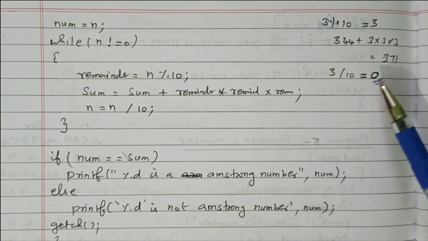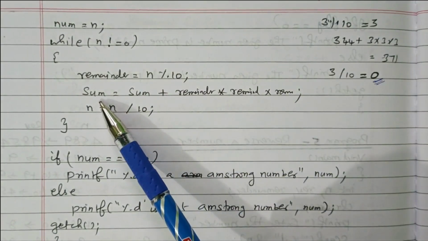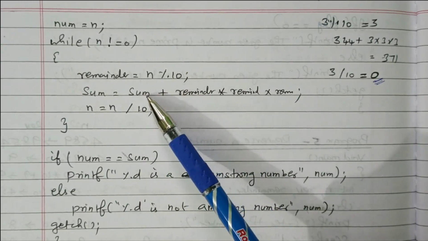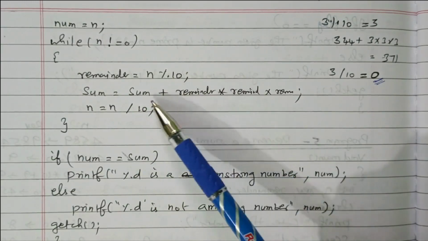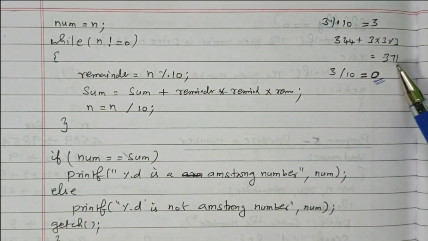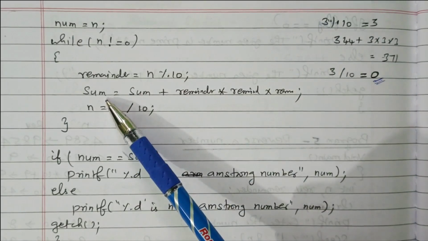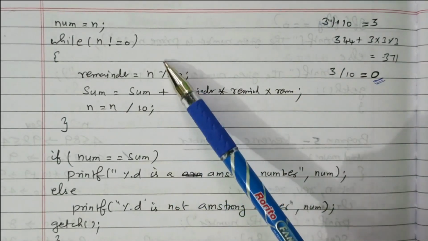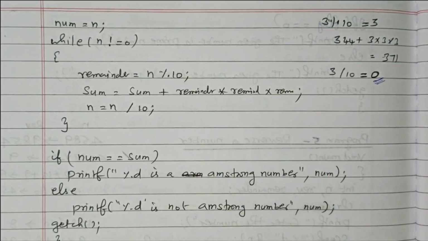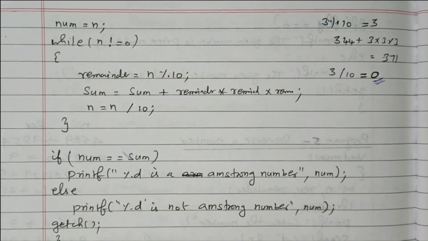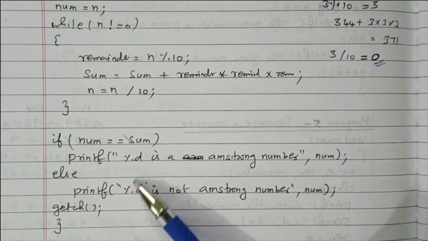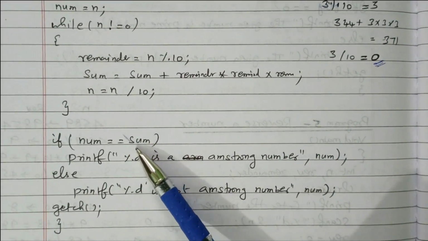So the value 371 is available in the variable sum because sum equals sum plus remainder cube. We keep on adding: initially 0, first 1 cube is added, then 7 cube is added, then 3 cube is added. So we have 371 available in the sum, right? Now we stop this process when it reaches 0. After that we need to check sum. Here the answer is available.